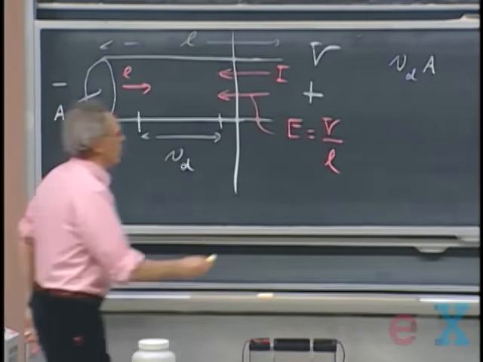And I would like to give you the number for water. So this is distilled water. That is about 2 times 10 to the 5th ohmmeters. That is the resistivity, 2 times 10 to the 5th ohmmeters.